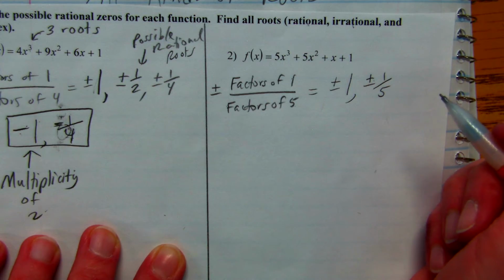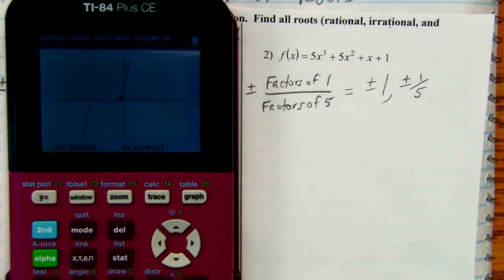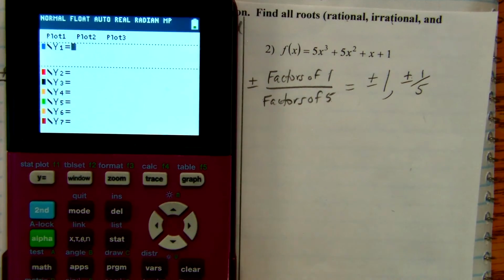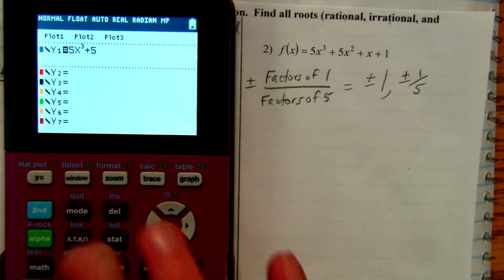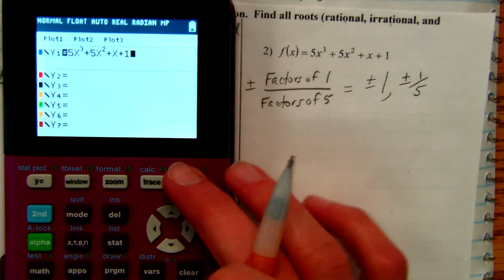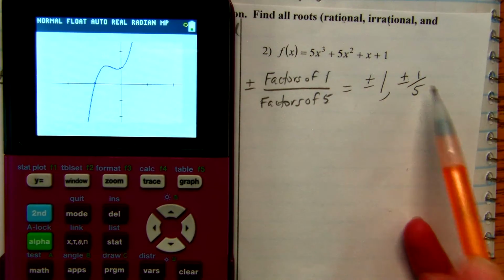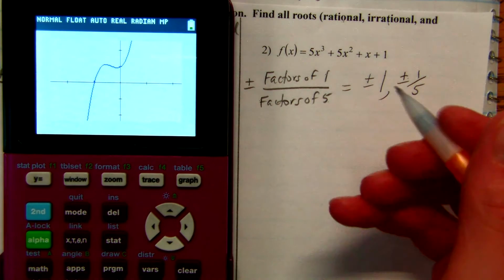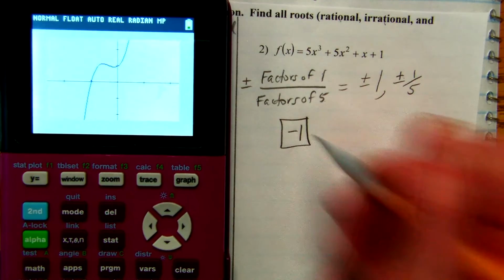So we're going to check for rational roots first by graphing this function: 5x to the 3rd plus 5x squared plus x plus 1. And I'm still zoomed in, which is okay because we're checking 1s and 1/5. Looks like -1. So it looks like -1 is the only rational root. So -1 is one of my answers. I'm going to put that down and box it.